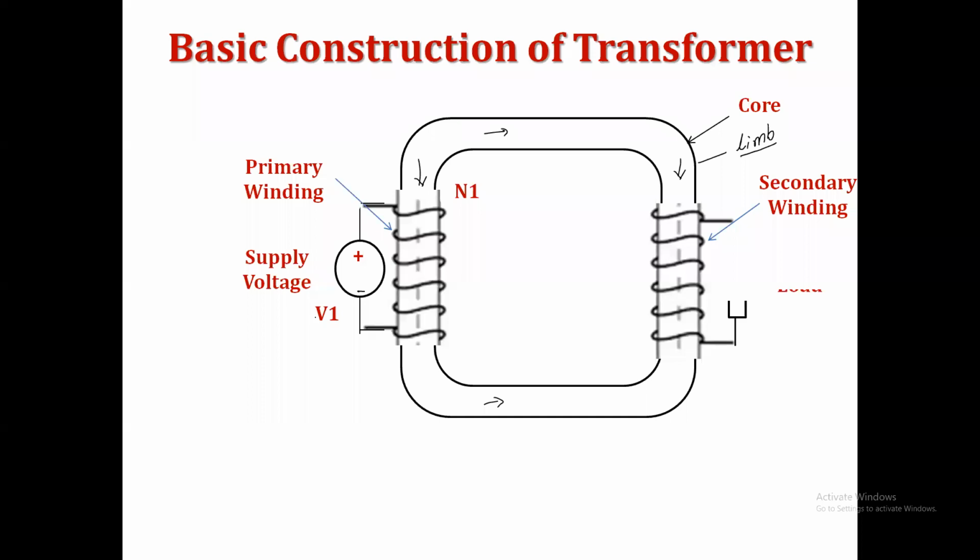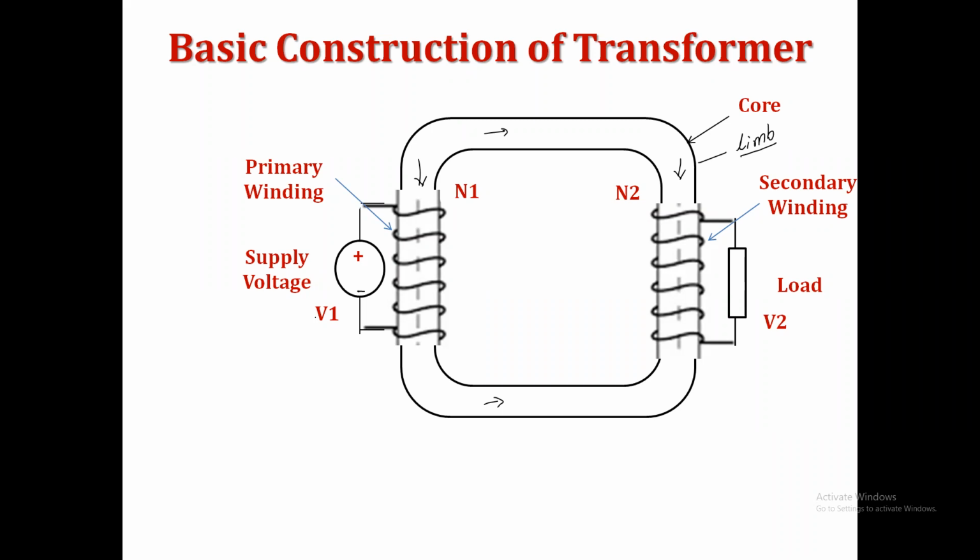Now, deliver to what? Let's consider one load. That load may be a resistor, a capacitor, an inductor, any type of load. Here we consider that it's a load. It means that when the load is connected to the secondary winding, it will deliver the energy to the load. Primary winding will receive the energy from the supply. Secondary winding will deliver the energy to the load. And now we consider that the load voltage is V2. The number of turns of the secondary winding is N2.